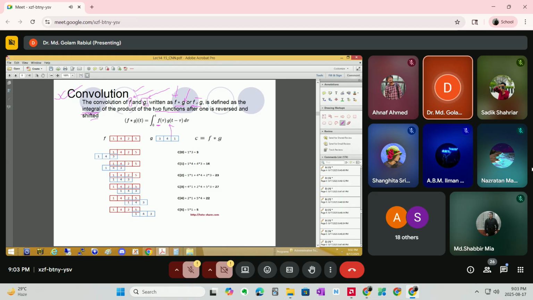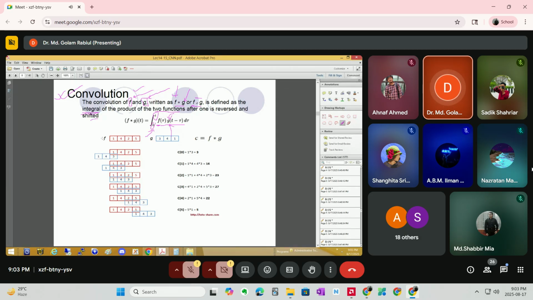So between those two functions, we can consider one of the functions, like g. It is reversed, and then it will shift. So this is integration, the integral of the product of two functions. This shifting will happen from 0 to t. So the lower limit of the integration is 0 and the upper limit is t, and we have to perform this integration. The convolution is one kind of integration of the product of two functions when one function is reversed and shifted.